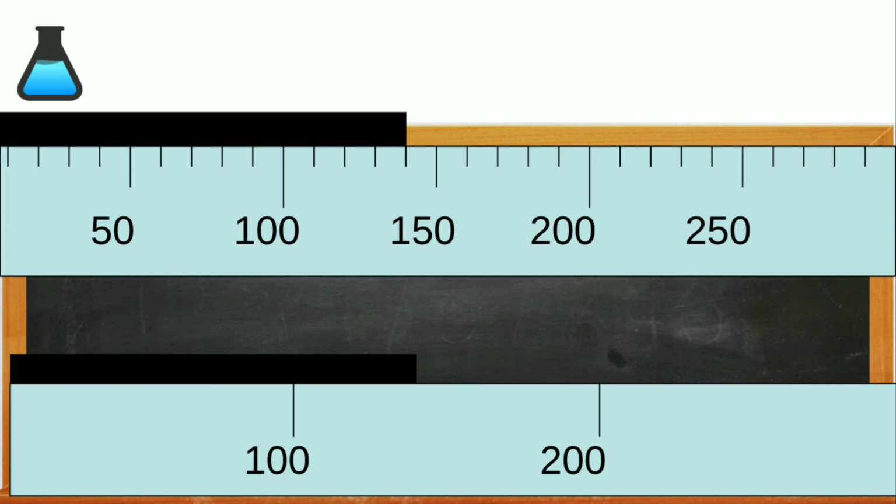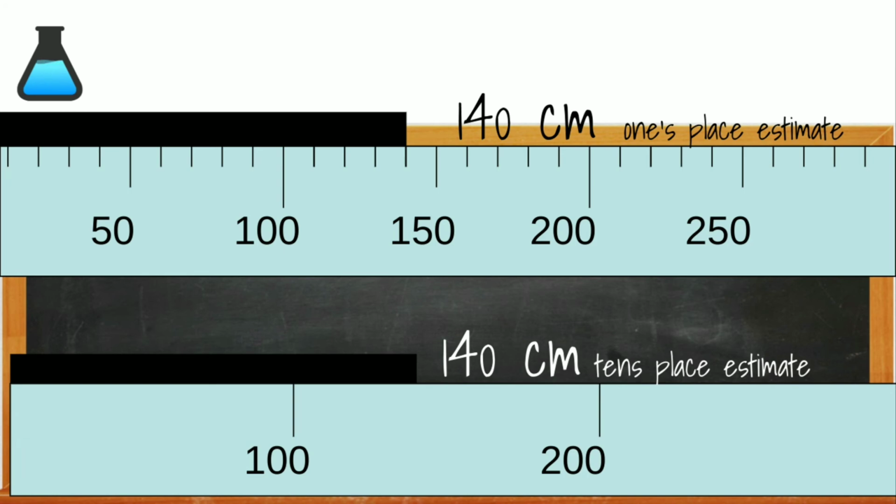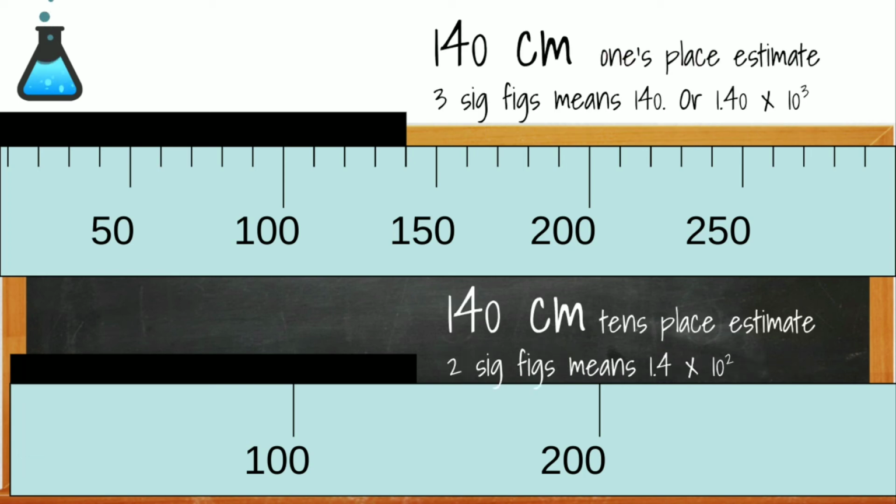Versus when we say 140 on the lower ruler, we mean that the tens place is estimated to be at approximately 40. So for the first ruler, we can simply write it as 140, which is 3 significant digits. But in the second ruler, we want to only write it with 2 significant digits. So we have 2 options here. The first option is, for the first ruler, what we can do is to write it to 3 significant digits. We can include the decimal point after the 140, or we can write it in scientific notation.